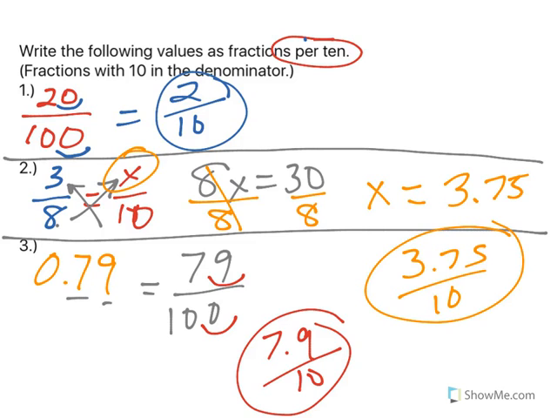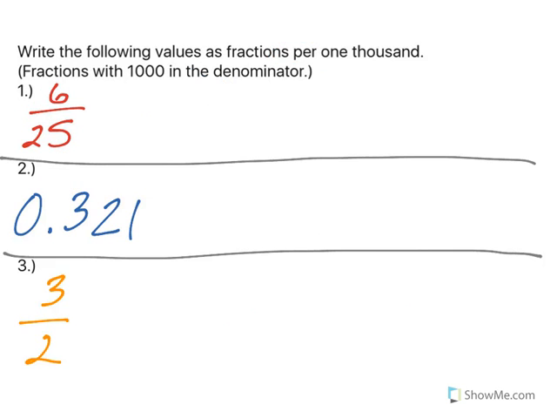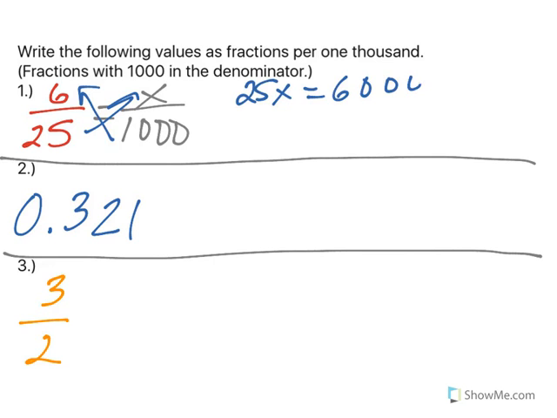Now, on the next page, we're not going to play with denominators of 10. We're going to play with denominators of 1,000. And we're going to see what this is. So a couple different ways again to do that, but I'm going to go with cross multiplying. I think that by far is the easiest in my personal opinion if you're given a fraction. So again, I say 25 times x is 25x. 1,000 times 6 is 6,000.